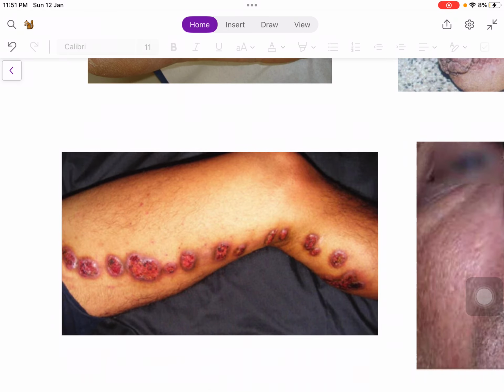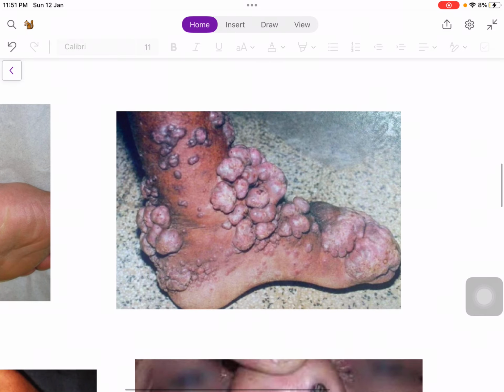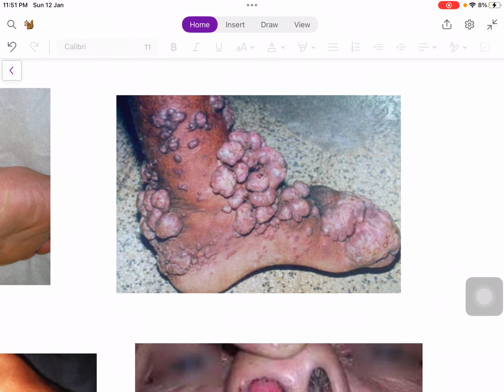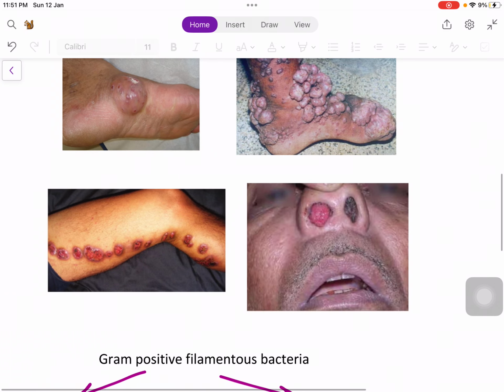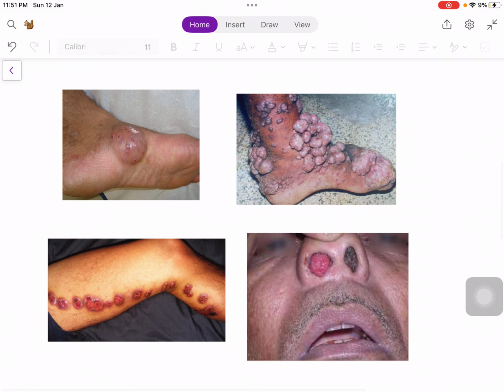This, as we have discussed earlier, is sporotrichosis, which shows linear arrangement of nodules along the lymphatics. This is chromoblastomycosis, which shows cauliflower-like warty growth. This is rhinosporidiosis, which shows strawberry-like mass coming out of the nose. Together, these are all subcutaneous fungal infections.